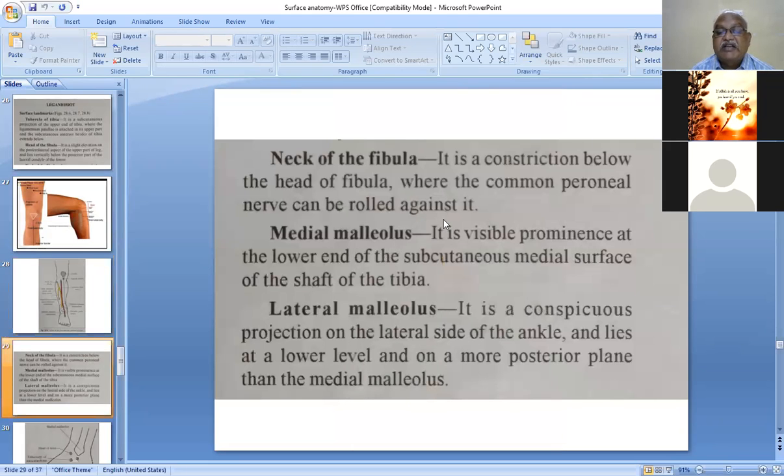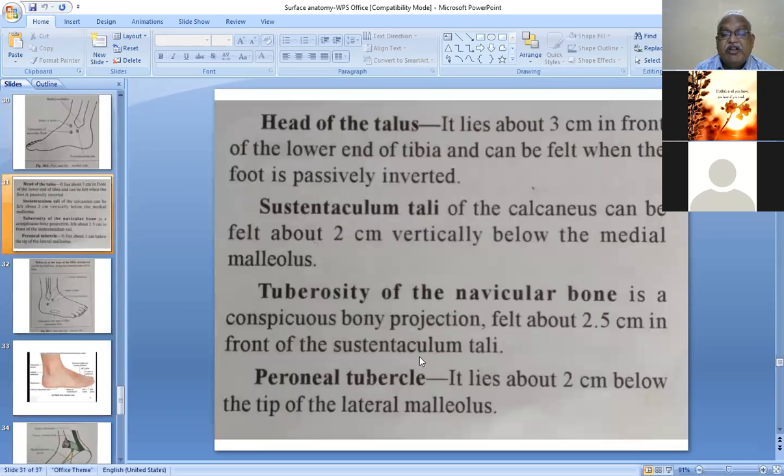Now the neck of the fibula is a constriction below the head of the fibula where the common peroneal nerve can be rolled against it. Medial malleolus is a visible prominence at the lower end of the subcutaneous medial surface of the shaft of the tibia. Lateral malleolus is a conspicuous projection on the lateral side of the ankle and lies at a lower level and on a more posterior plane than the medial malleolus. So if you compare the two, the lateral malleolus is more prominent, lower, and more posterior.